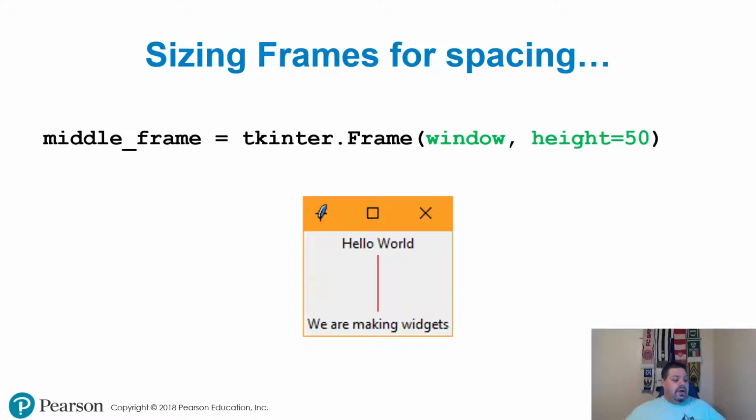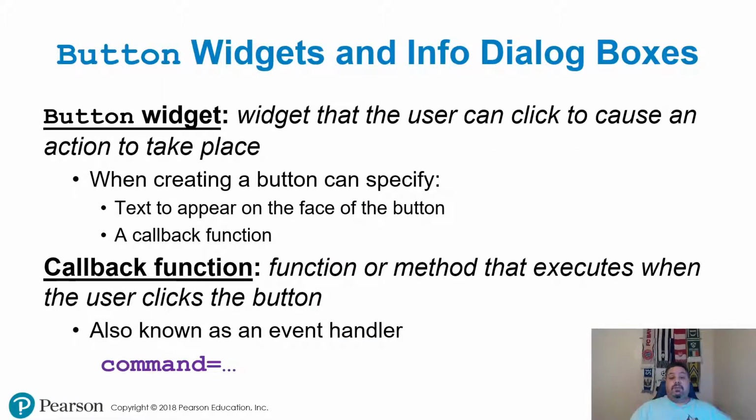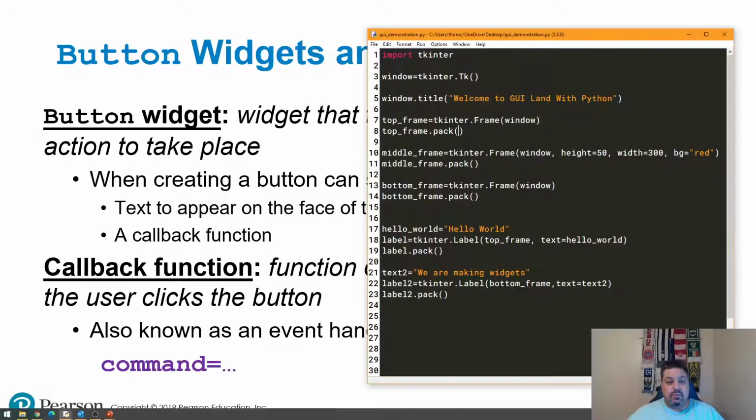Now, we've got text labels. We have ways of laying things out in frames. What's next? How about make a button? Buttons are cool, right? We can say, let's see here. Where's my code? We'll just keep this going in order. We can say my button equals tkinter.Button. Where do I want to put this? I'm going to put this in the middle frame, I think.